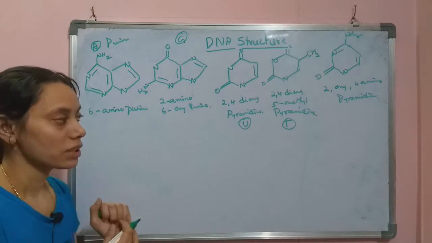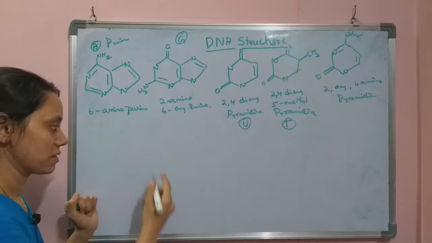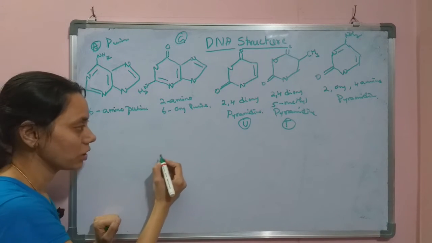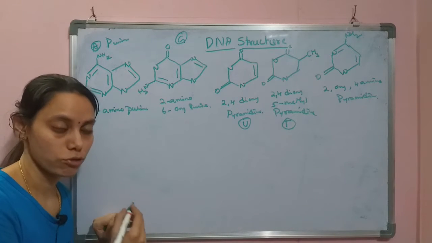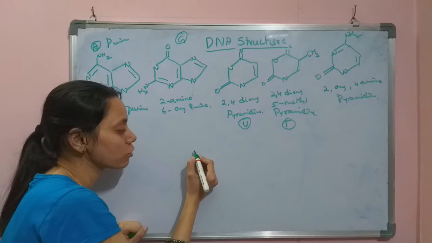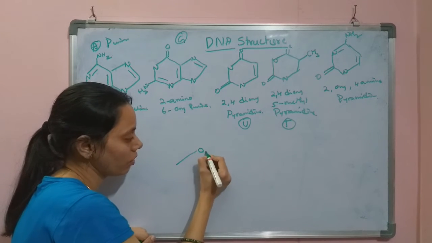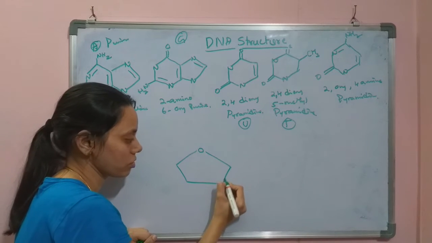So what are the sugars and phosphoric acids? Coming to that, as we already discussed, there are two categories of sugars, basically pentose sugars. The basic structure of the sugar is like this.